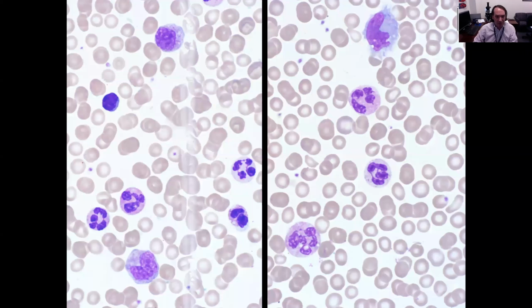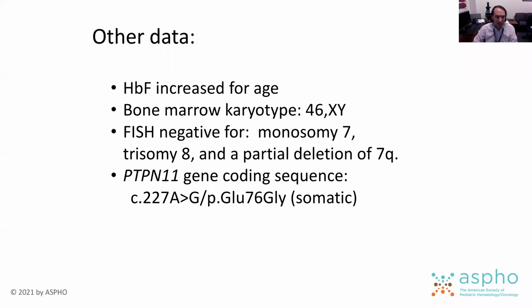We go under higher power. The neutrophils don't look quite right. Here's a neutrophil that has no granules. Here's a neutrophil that seems to have too many lobes. Here's something that's more immature, like a myelocyte. Here's maybe a metamyelocyte. And then we have this immature monocyte in the peripheral blood. We get additional data from this patient. The patient has a hemoglobin F that's relatively increased for age, a normal bone marrow karyotype.